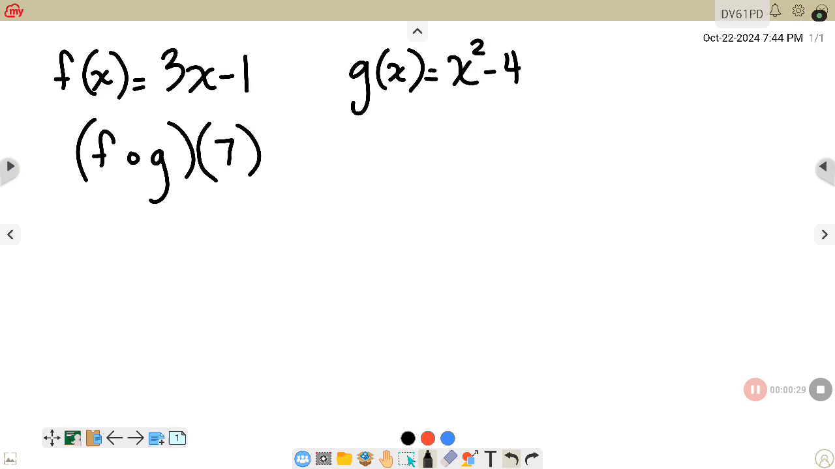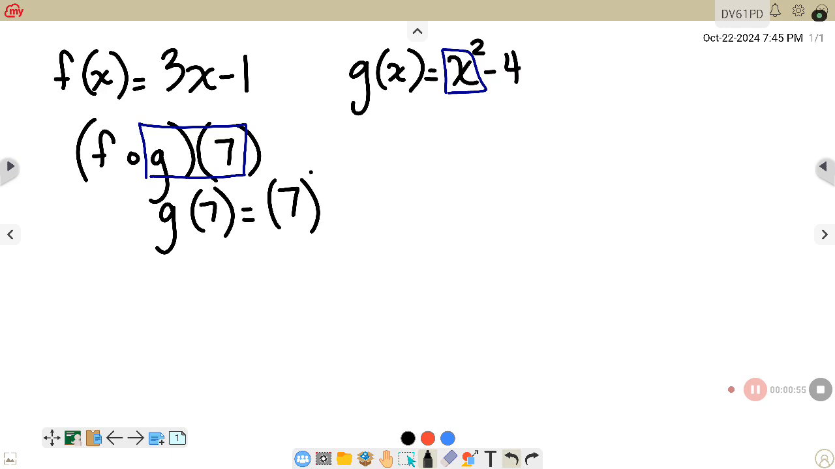So what that means is the first thing we are going to do is find what is in that blue rectangle's position. I need to find g of 7. What that tells me to do is go to my g function and replace its x with a 7. So if I do that, I have 7 squared minus 4, which gives me 49, minus 4, which gives me 45.